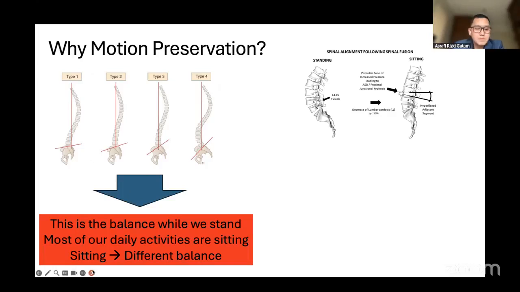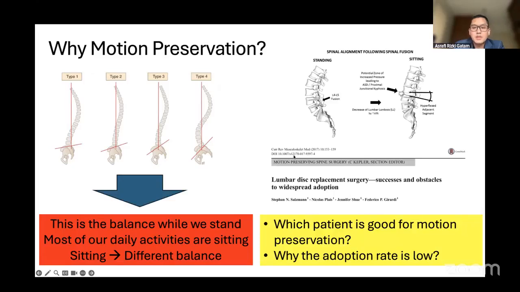So then comes lumbar disc replacement as one of the options other than fusion for degenerative disc disease. There is some hope that we can preserve some motion and reduce the possibility of adjacent segment disease. The true question is, which patient is good for motion preservation? What are the indications? This procedure has been around the world since the 80s, but why is the adoption rate very low for lumbar disc replacement?